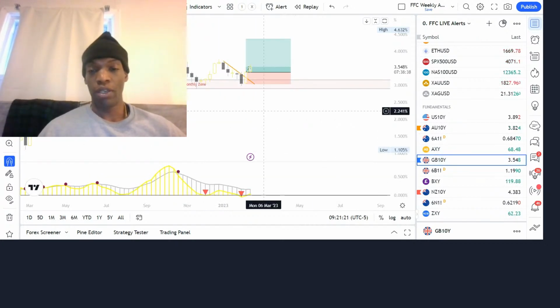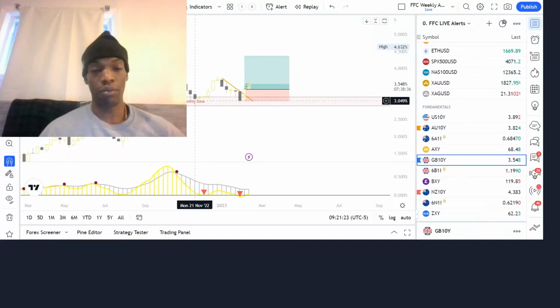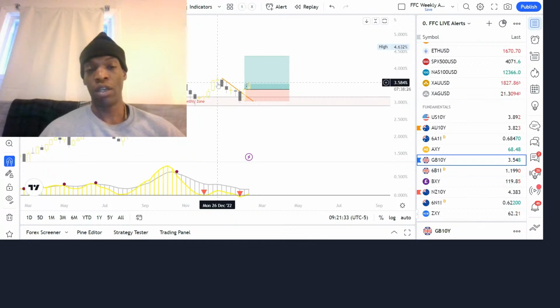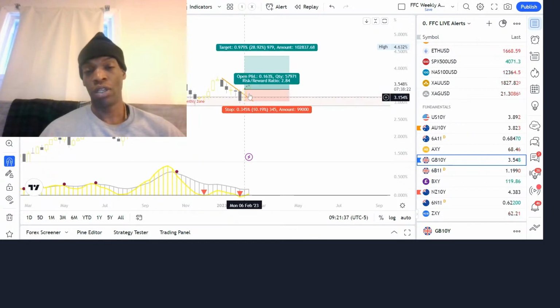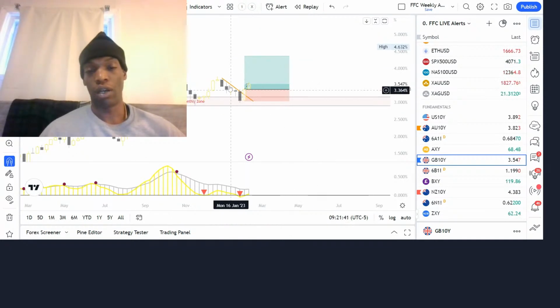All right, GBP 10-year yields. We got our monthly demand zone, very similar to the AUD 10-year yields. Reacted from this demand zone. That's when the zone was created. Came back up and then tapped back into the zone. Now we're officially breaking up above the trend line. So that's looking good for the GBPs.